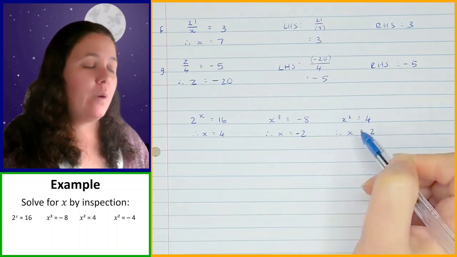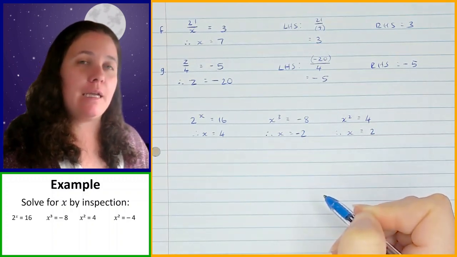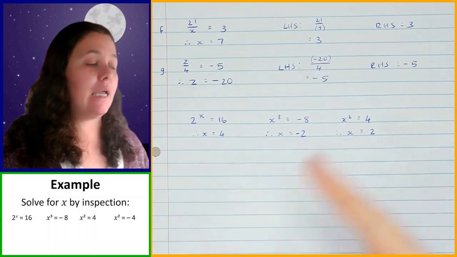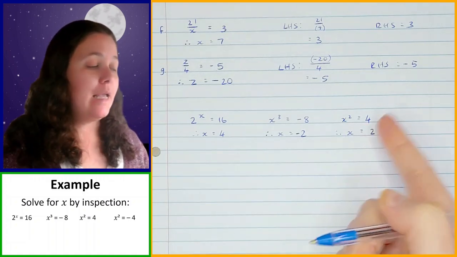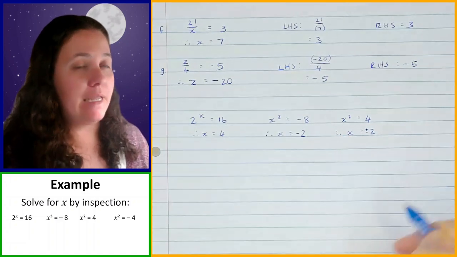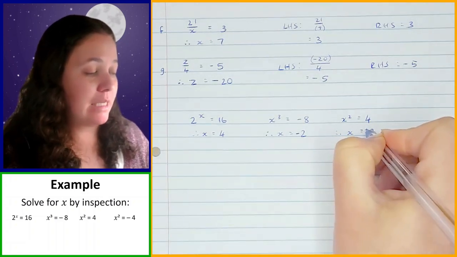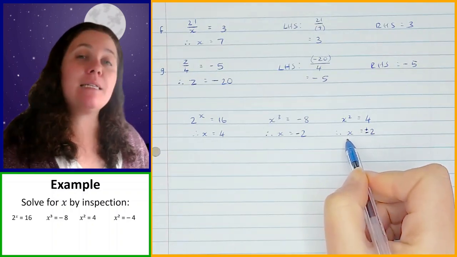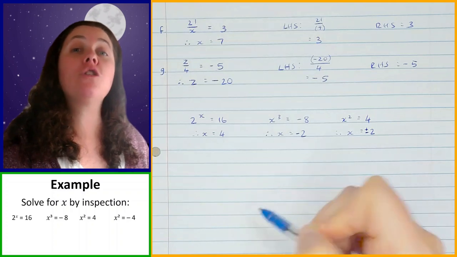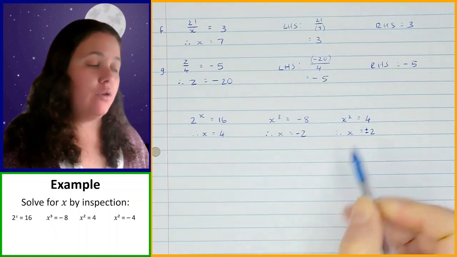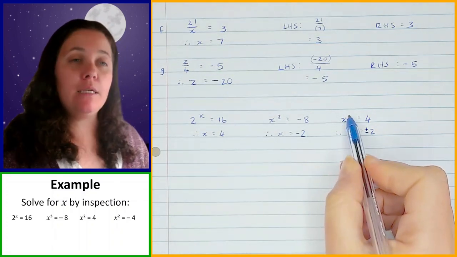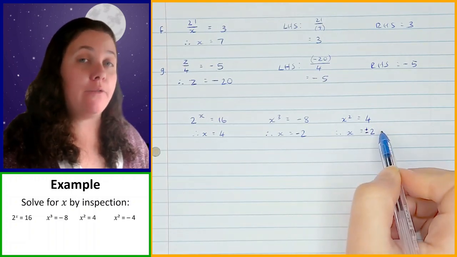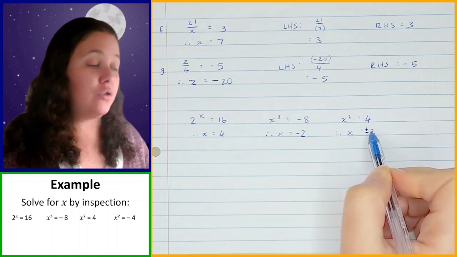I can also square negative 2 and I can get 4, because remember, when we multiply a negative by a negative, we get a positive answer. So this is actually positive or negative 2, and this is how we write it. Plus or minus means that it can be either one, positive or negative 2. So x is equal to positive 2, but x can also be equal to negative 2, because if I have positive 2 squared, I will get 4. But if I have negative 2 squared, I will also get 4, because negative 2 times negative 2 is 4.